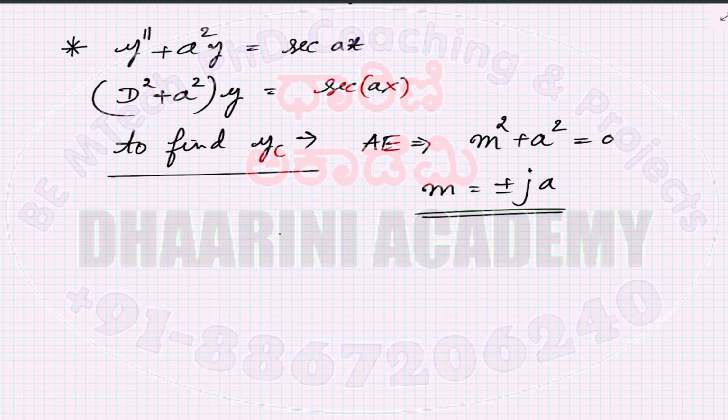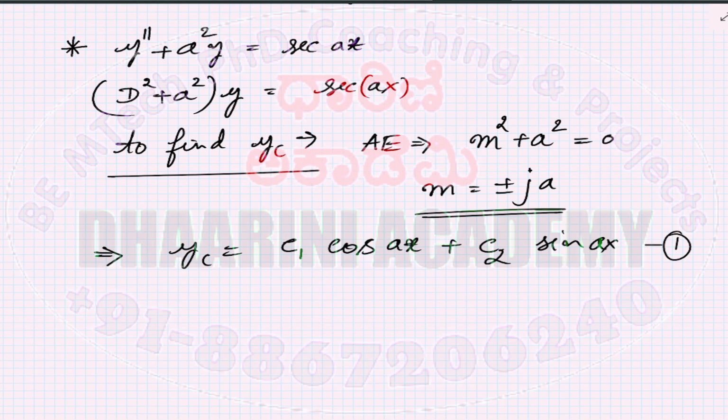Okay, this means the roots are complex conjugates. As soon as we see this, we can write it in the following fashion. That is, yc is equal to, no real part, so no e to the power, I'm going to get a constant c1 into cos ax, plus another constant c2 into sin ax. So this is the yc. Now recall the steps that we have discussed earlier.